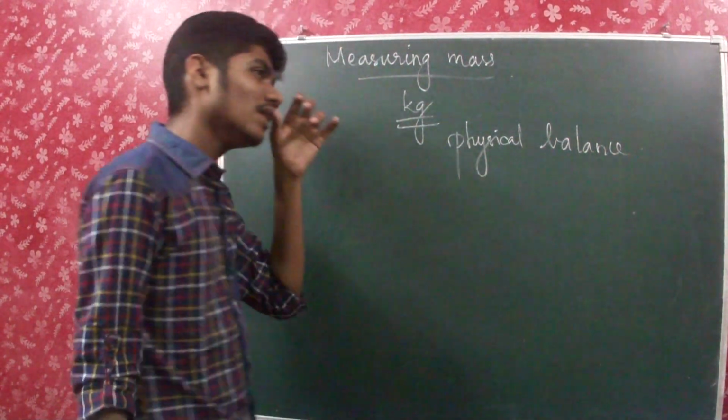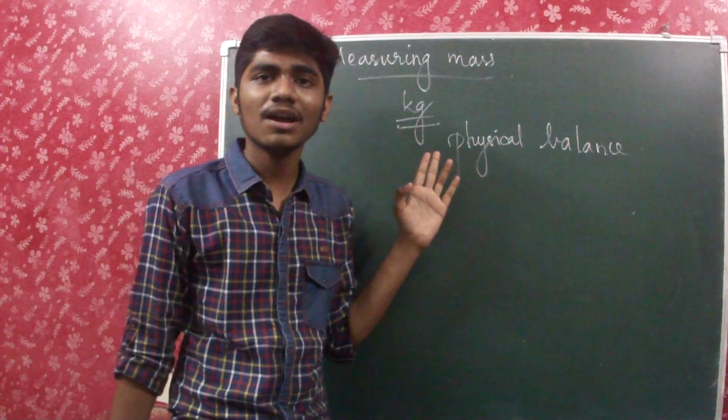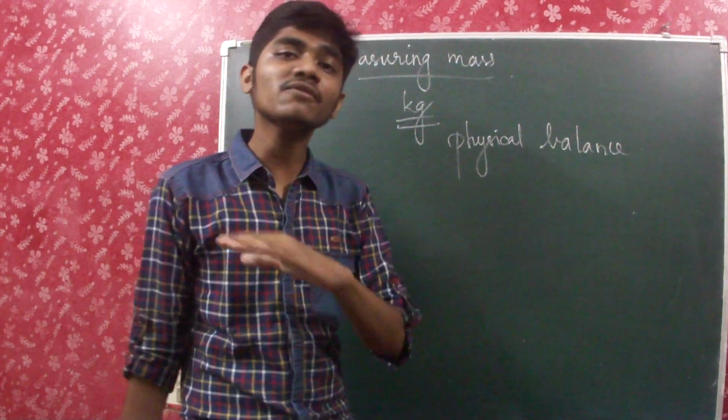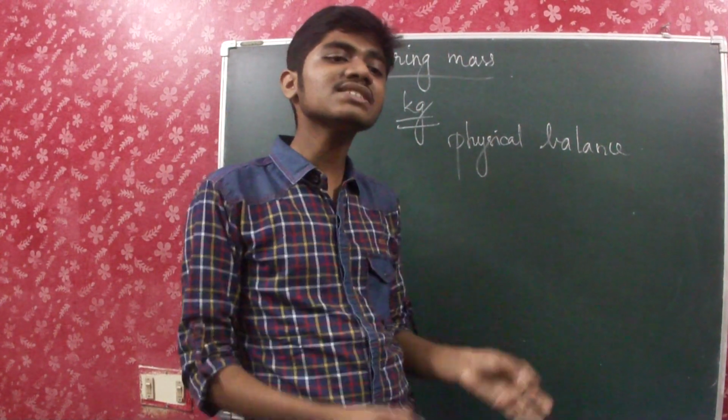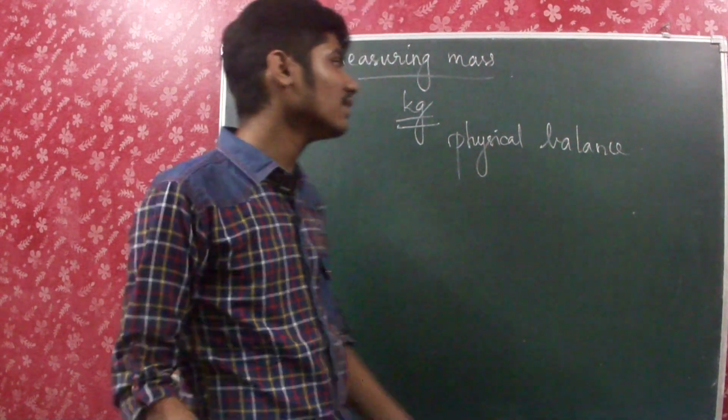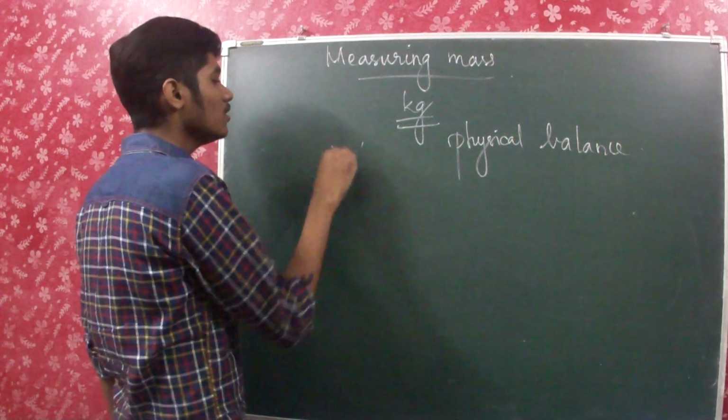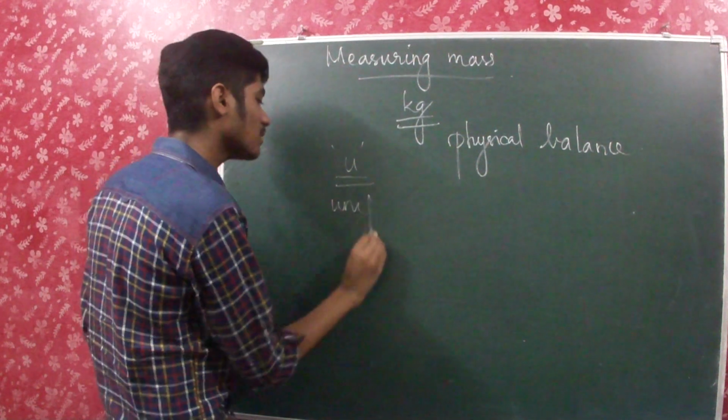and for very small things like atoms and molecules, you can't measure them in kg. Am I right? So the units are not appropriate for everything. The masses of atoms and molecules can't be stated in kg. Instead, they have to be stated in u, that is unified atomic mass.